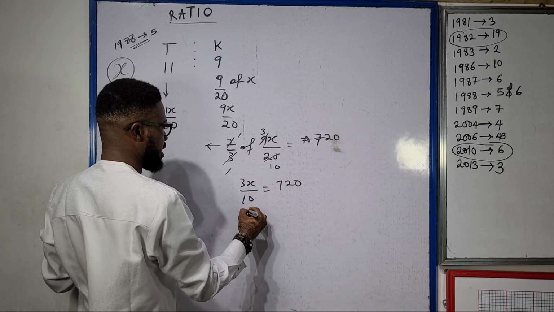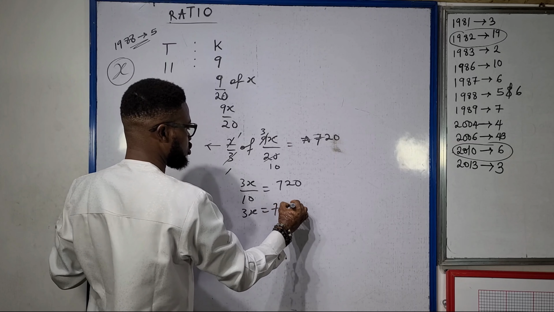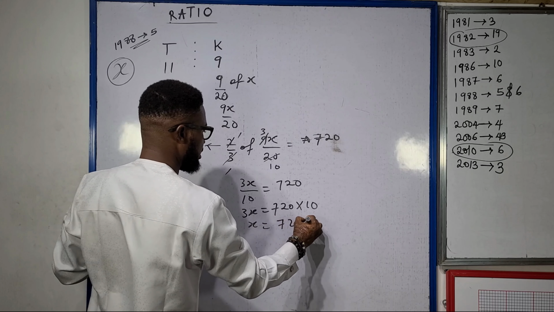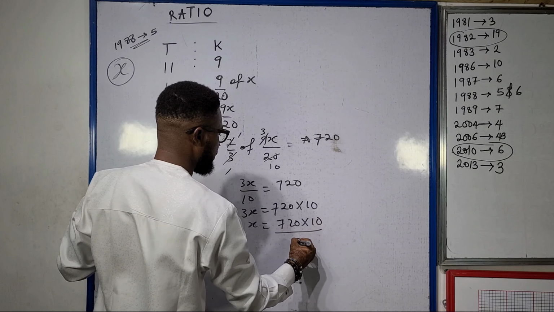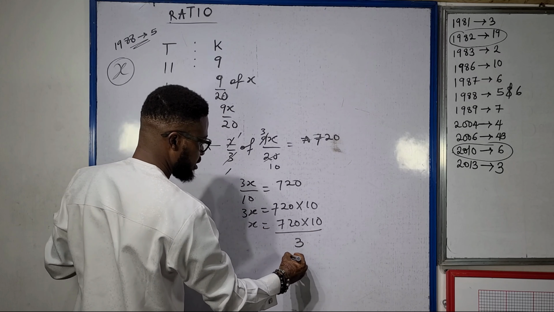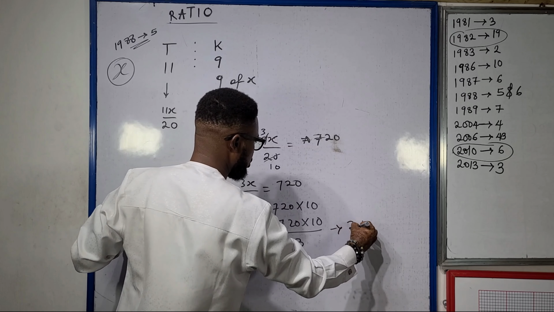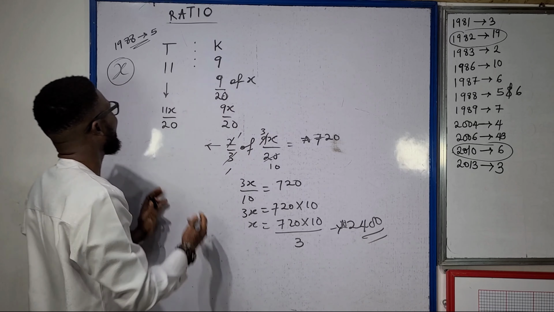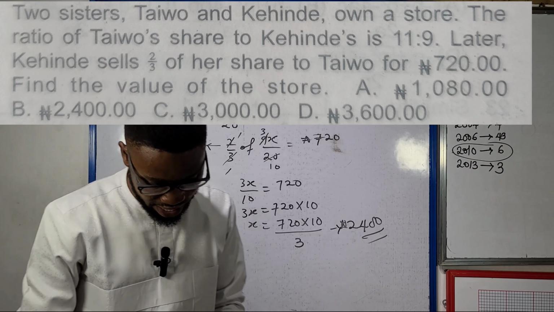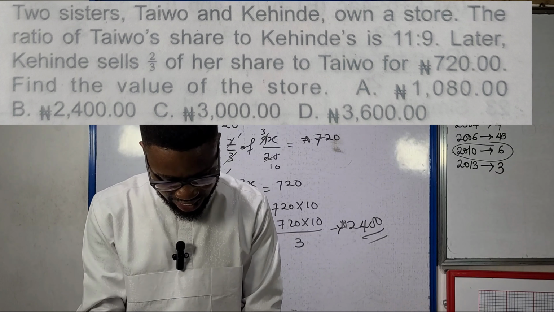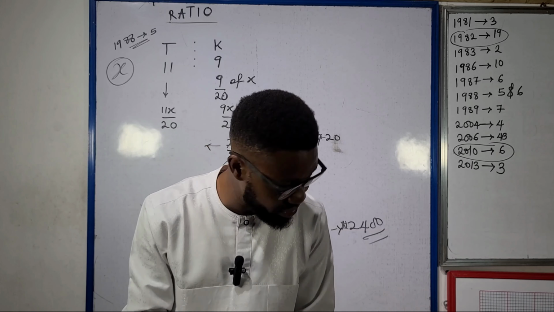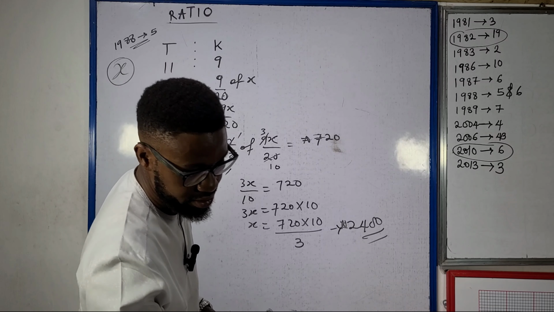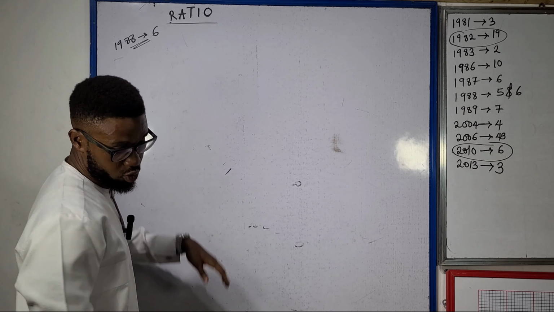This moves here, 3x equals 720 times 10. So x equals 720 times 10 over 3, which is going to give us 2,400. That is the value of the store. X represents the value of the store, and that is why the answer is 2,400. That is option B. Moving on to 1988 question 6.